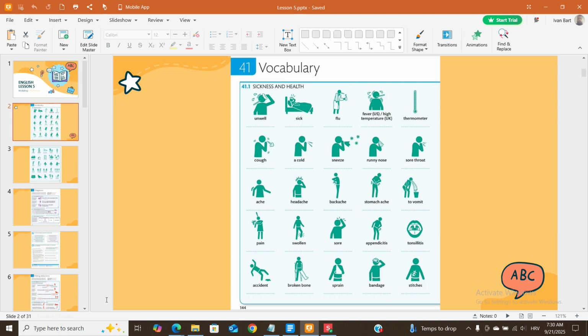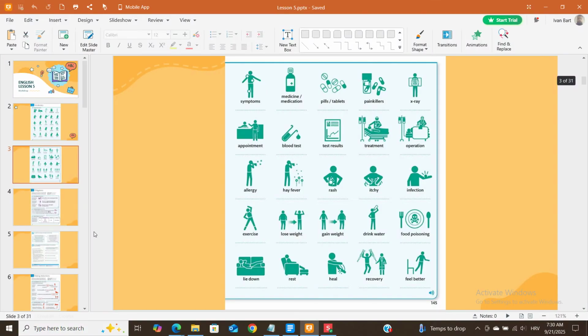sore, appendicitis, tonsillitis, accident, broken bone, sprain, bandage, stitches, symptoms, medicine, medication, pills, tablets, painkillers, X-ray, appointment, blood test, test results, treatment, operation, allergy, hay fever, rash, itchy, infection, exercise, lose weight, gain weight, drink water, food poisoning, lie down, rest, heal, recovery, feel better.